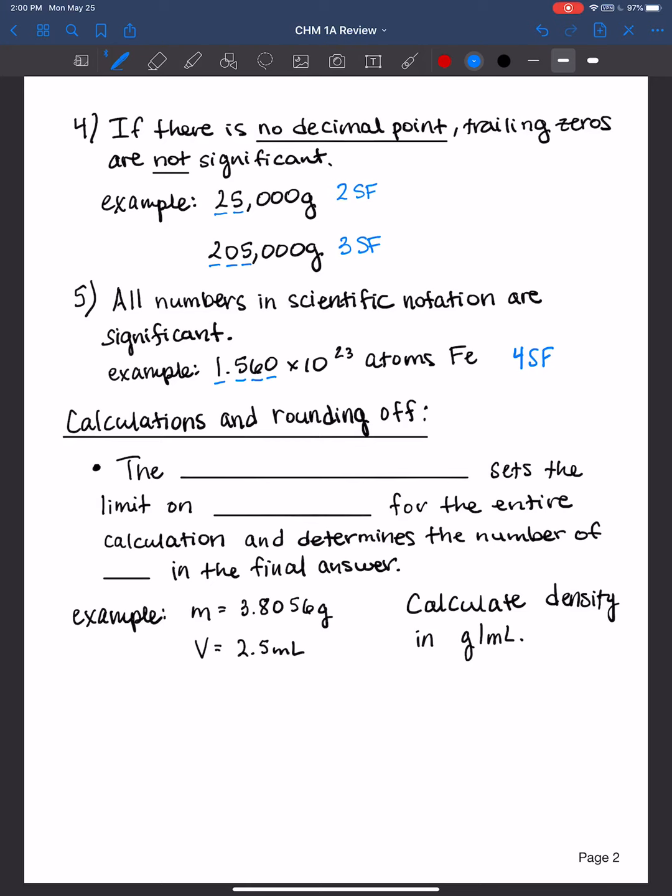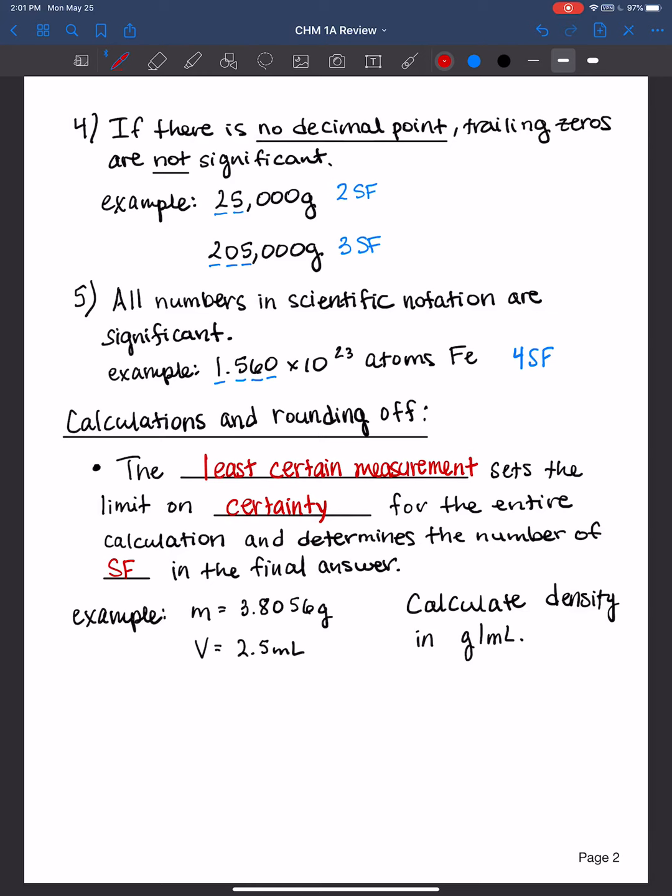All right, so the least certain measurement sets the limit on certainty for the entire calculation and determines the number of significant figures in the final answer. That's the whole purpose of learning how to report your answers to the appropriate significant figures.